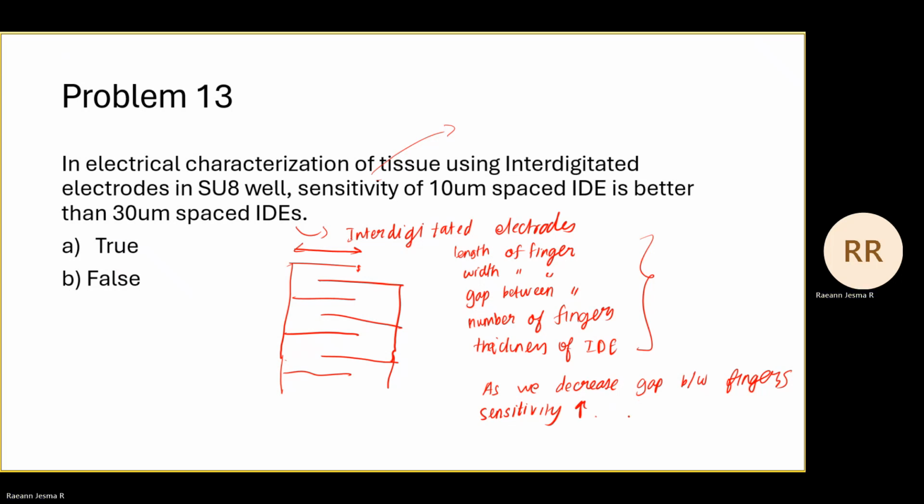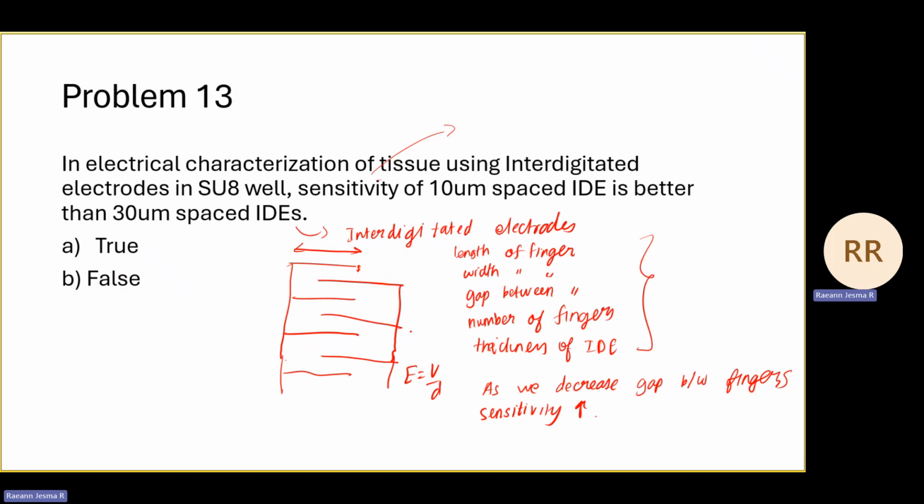So this has been found, and one of the main reasons is that we are applying voltage between these two IDEs, right? When we are reducing the gap, the voltage will be the same. However, we know something called the electric field, right? Electric field is voltage divided by distance. So as we reduce the gap, the electric field between these two IDEs will increase.